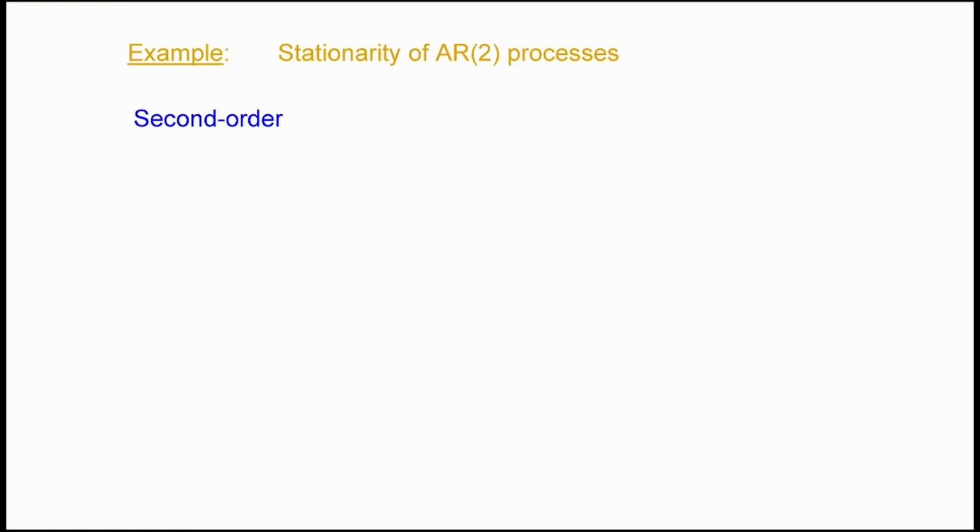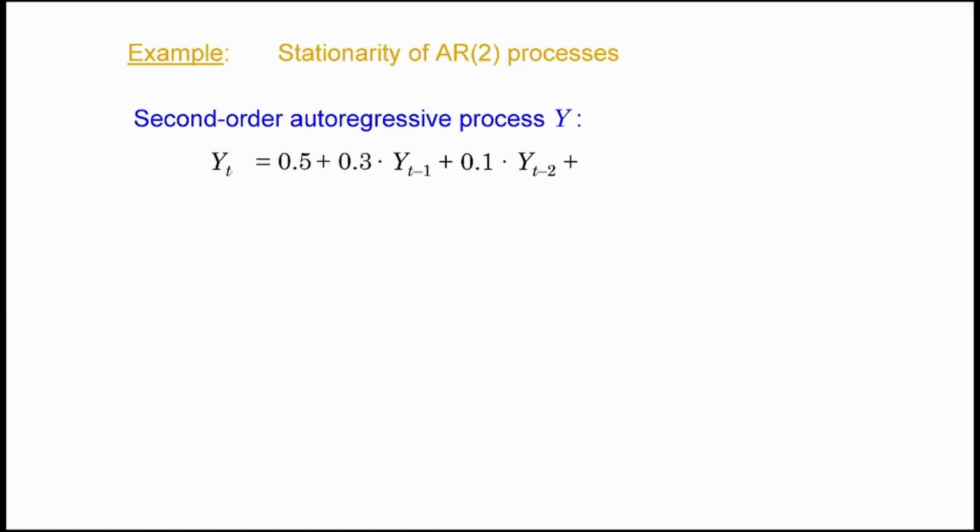Now, I'm going to look at stationarity of second-order processes. How would you identify whether a second-order autoregressive process is stationary or not? This is not difficult, guys.